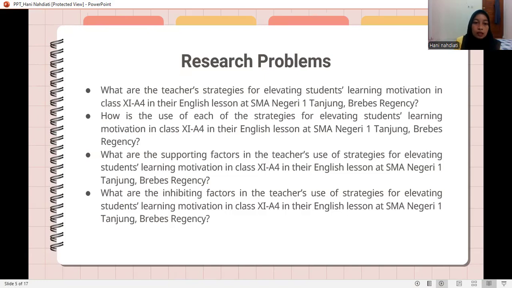The third, what are the supporting factors in the teacher's use of strategies for elevating students' learning motivation in class 11A4 in their English lesson at SMA Negeri 1 Tanjung Brebes Regency? The last, what are the inhibiting factors in the teacher's use of strategies for elevating students' learning motivation in class 11A4 in their English lesson at SMA Negeri 1 Tanjung Brebes Regency?